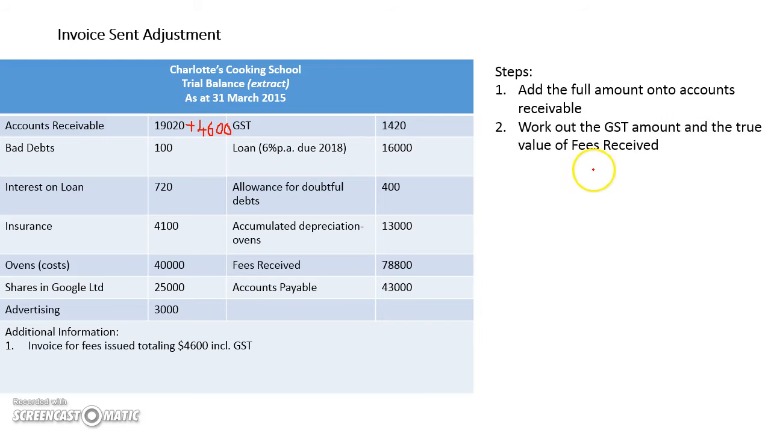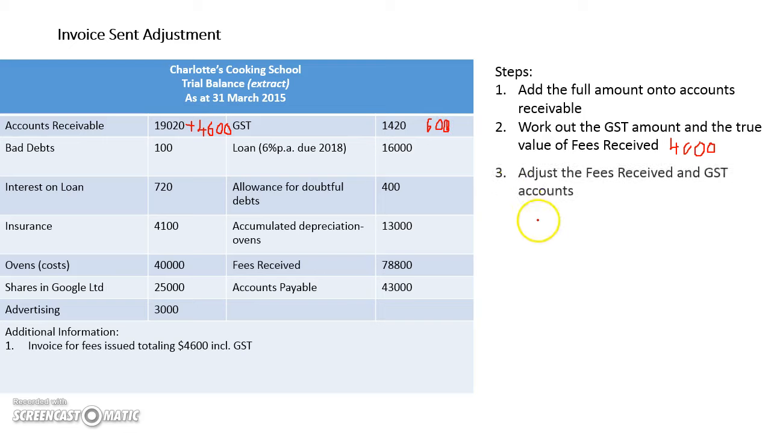The second thing we need to do is work out the GST and the true value of fees received. What I mean by true value is how much we're actually going to be adding on to our fees received after we've paid the GST. The full amount is 4,600. So what is that divided by 1.15? That gives us 4,000. We work out GST by going, what's the difference between that 4,000 and the total amount? In this case it's going to be $600. So just go ahead and put that 600 on your trial balance next to the GST amount. Oh, that's a 0.